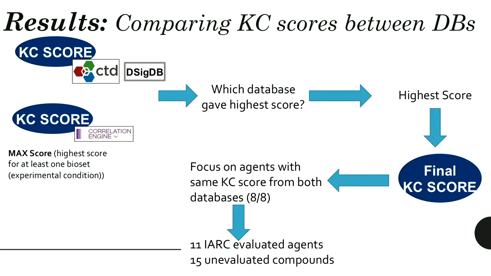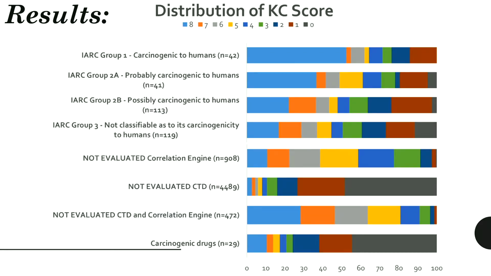we were able to prioritize 11 IARC evaluated agents and 15 unevaluated compounds, which is of course very interesting because nothing is known about these compounds when we look at IARC. And this is a representation of the score in the different IARC groups and also in the not evaluated compound group. So of course you can see that a lot of compounds in group 1 got a score of 8, which was, as I said, the maximum score. And then it reduces the further down you go, which is of course what you would expect because these are decreasing in carcinogenicity. But there's also a large group of chemicals that are given a score of 8 in the not evaluated set of compounds.